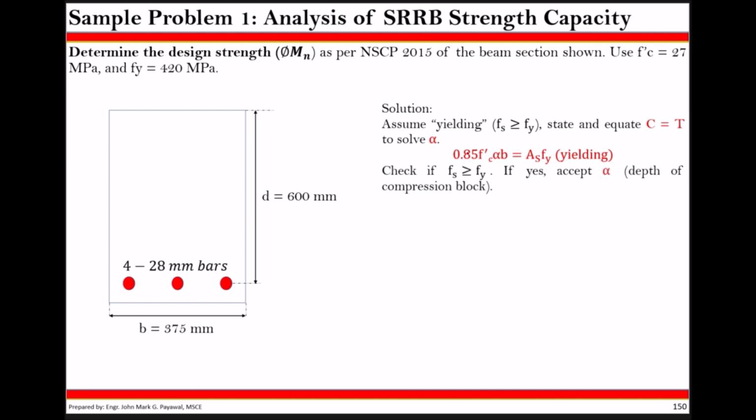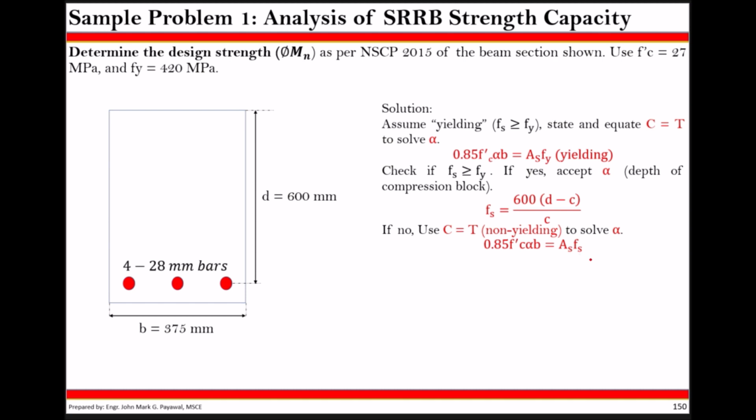Next, after solving for alpha, we need to see if it's acceptable or not. To check, we need to verify if really Fs is greater than Fy. How can we do that? We can do that by using this equation derived from our previous videos. That would be 600 times (d minus c) over c. In case that Fs is not greater than Fy, we need to recalculate for the value of alpha. How can we recalculate? It's still compression equal to tension, but this time, instead of using Fy, we use Fs.